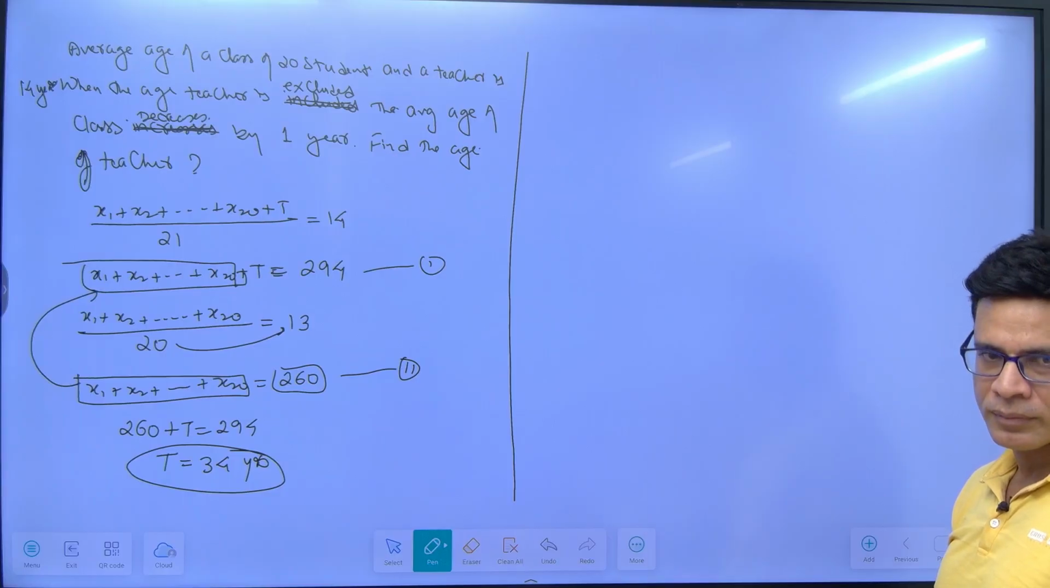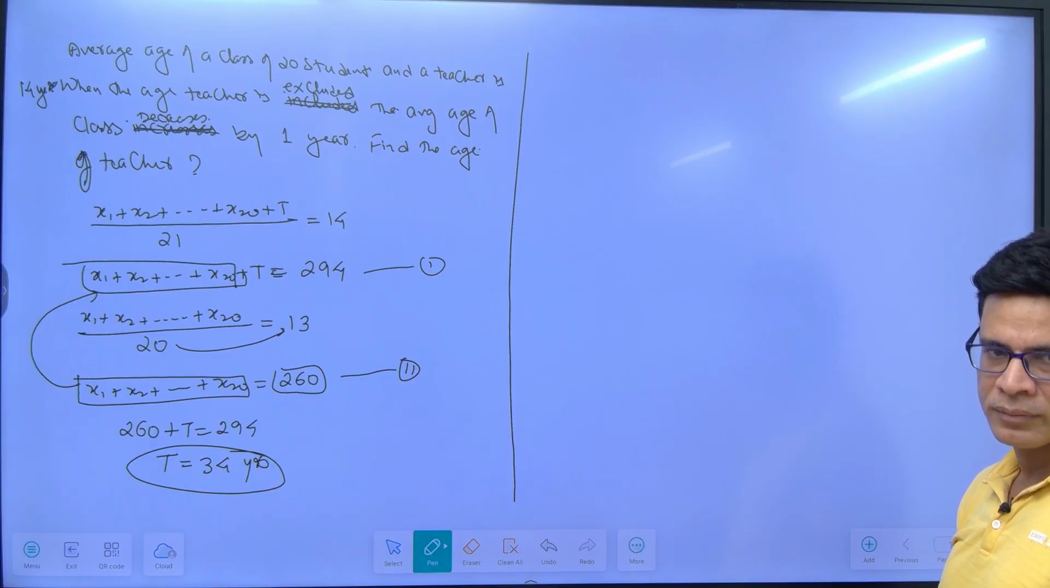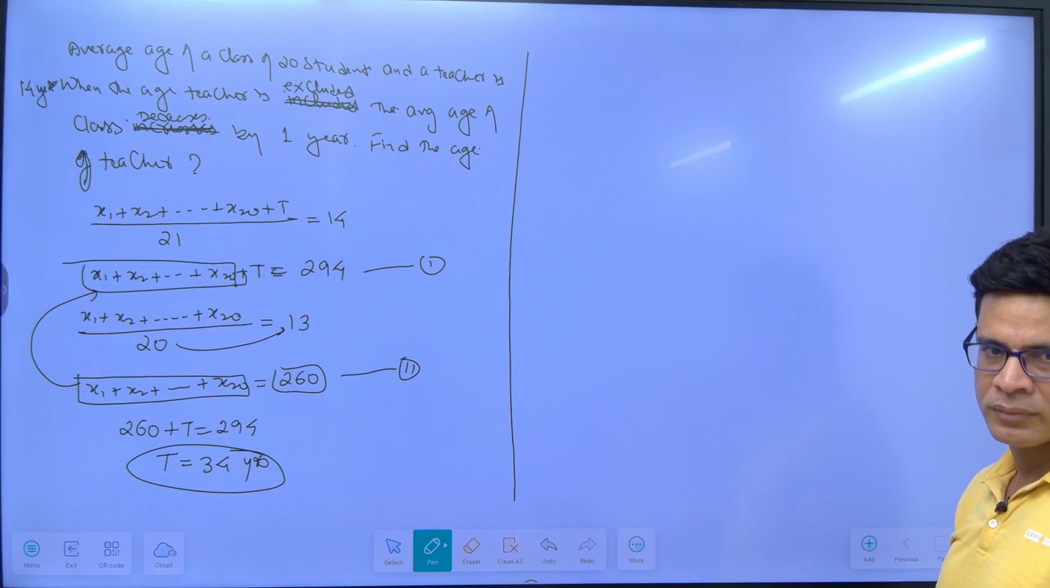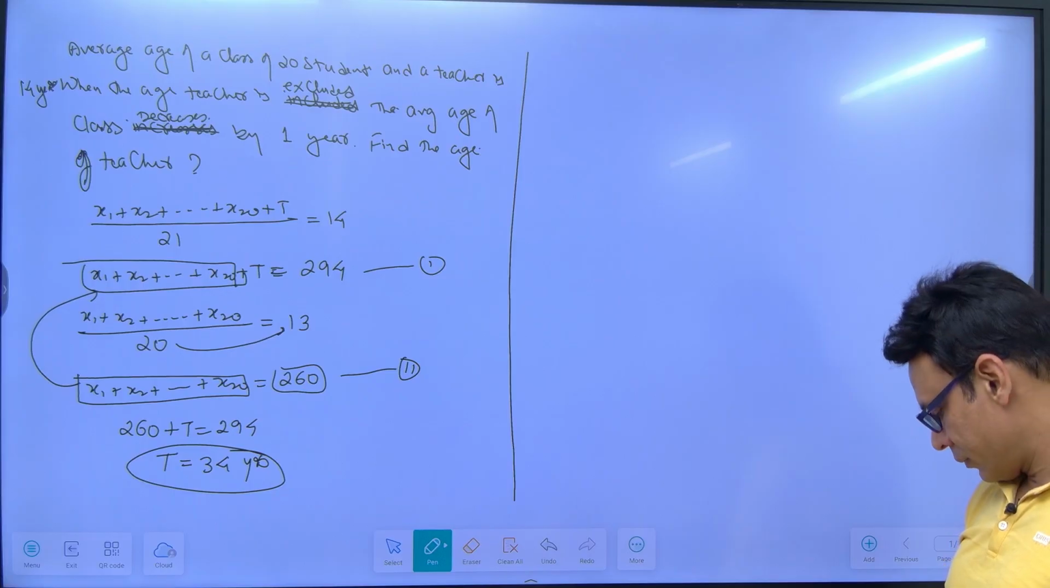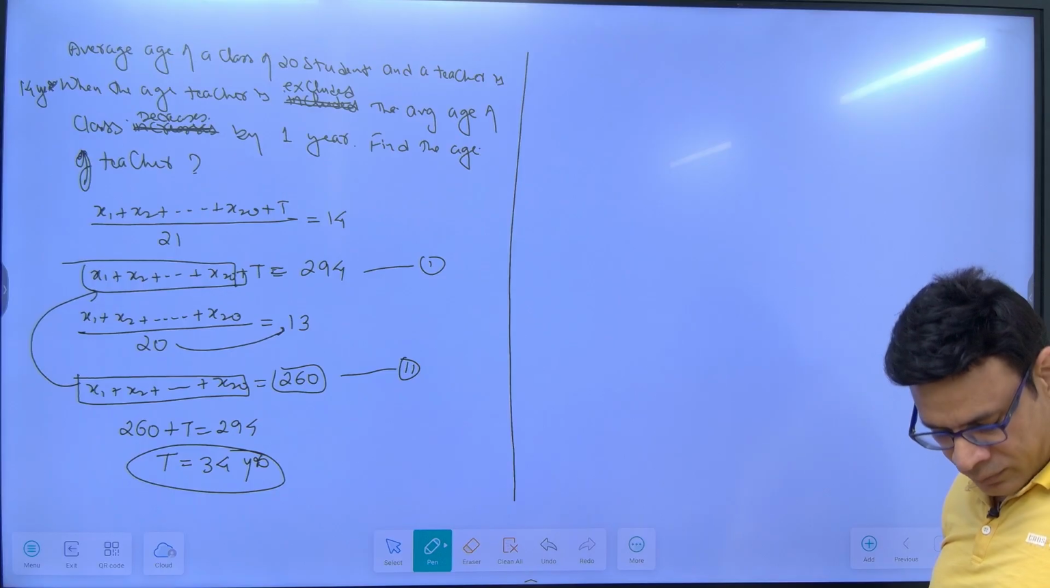Average is equal to sum of all observation, right? Sum of all observation is equal to average. And if you remember, if you are good with formulas, you can do this thing mentally also.